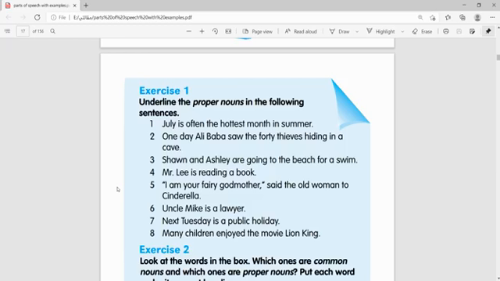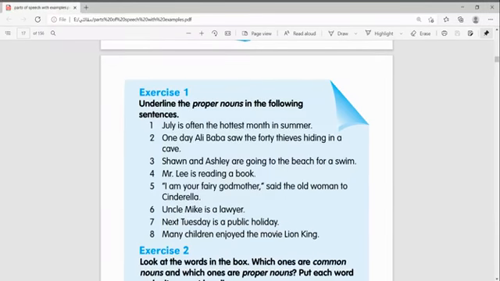Lawyer is a common noun. But Uncle Mike, Mike is a proper noun. Clear? Tuesday is a proper noun. Holiday is a common noun. Clear? So likewise you need to differentiate between common noun and proper noun. I hope you have understood this.